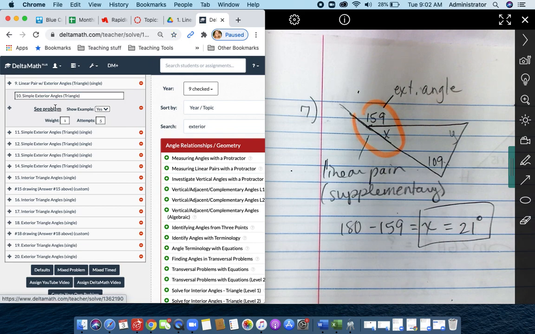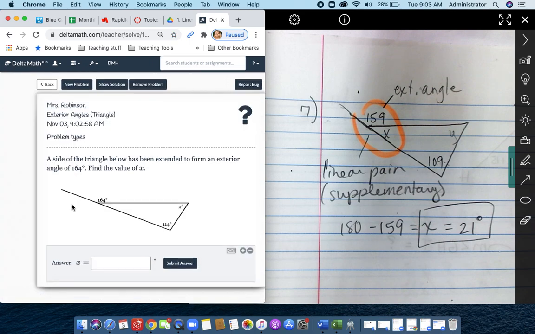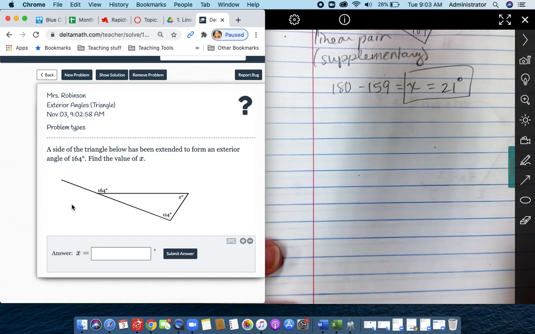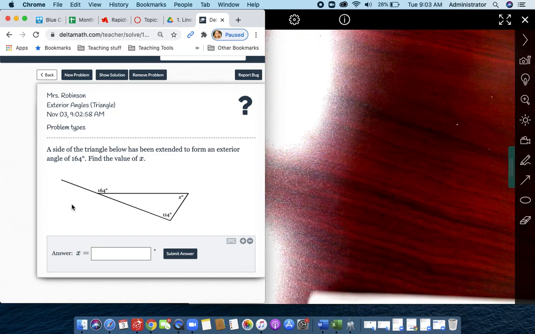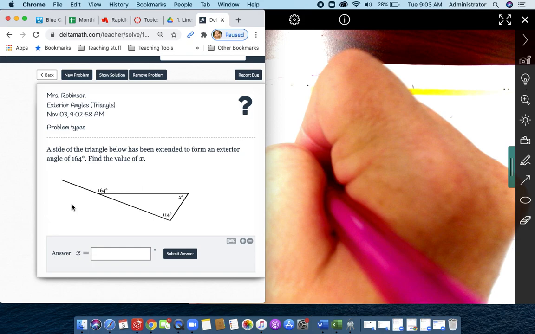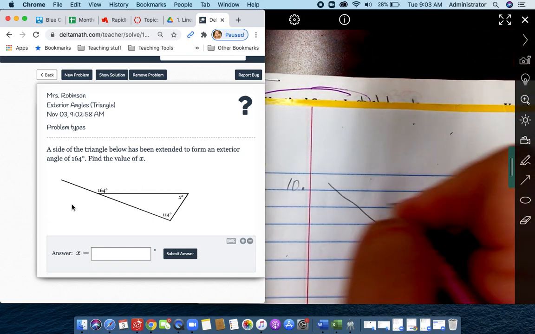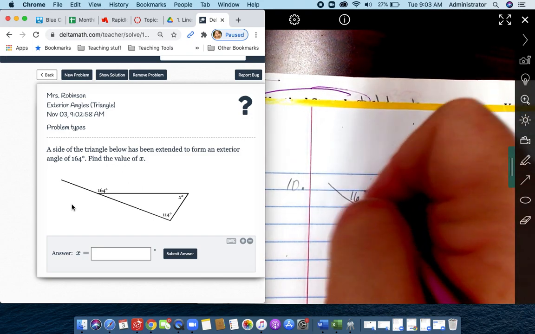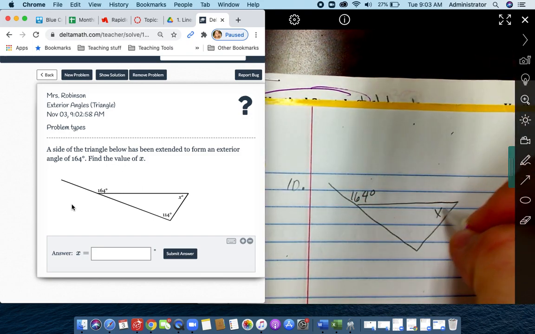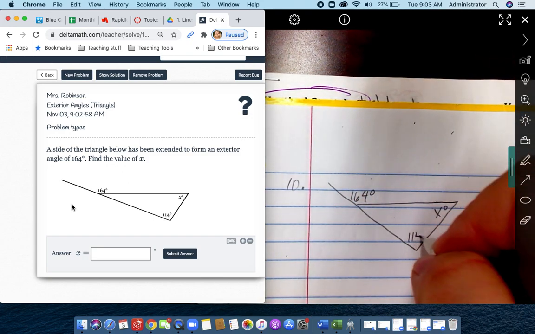So I'm going to do 10 next. This looks like the same picture, but we're asked to find something a little different this time, not the supplement. So this is 164 degrees, this is x, and this is 114.